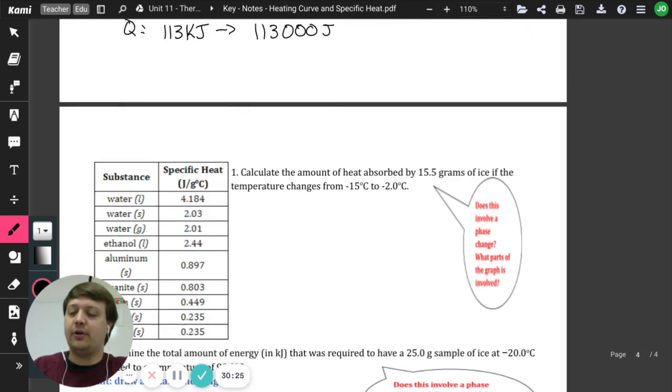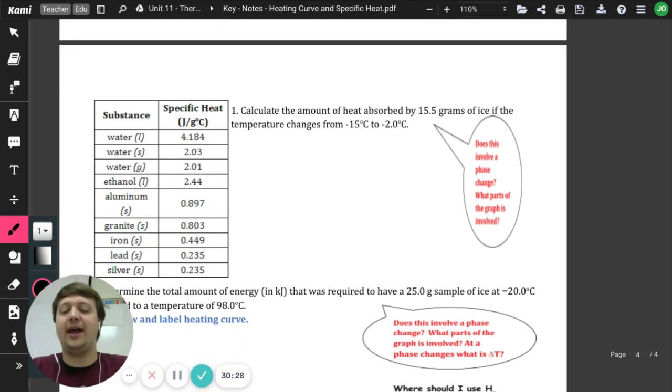So let's take a look at this next problem. What I want y'all to do is go ahead and give this a try. Now, do recognize that not all of these are going to have a phase change. So sometimes you might just need to use Q equals MC delta T, or you might just need to use a phase change, and that's it, all right? And so that Q equals M delta H.